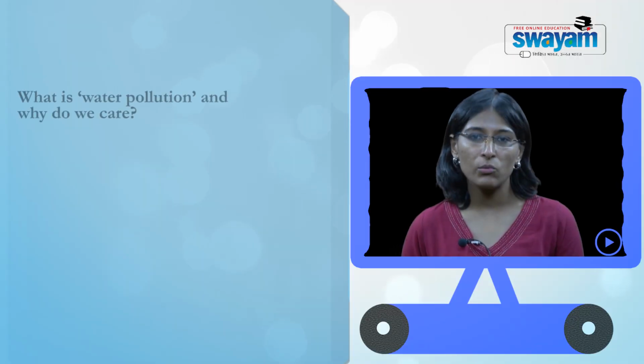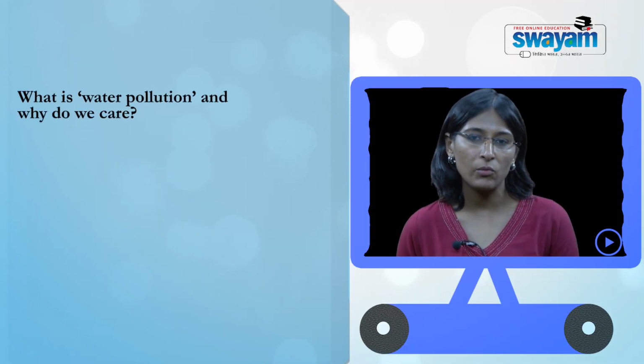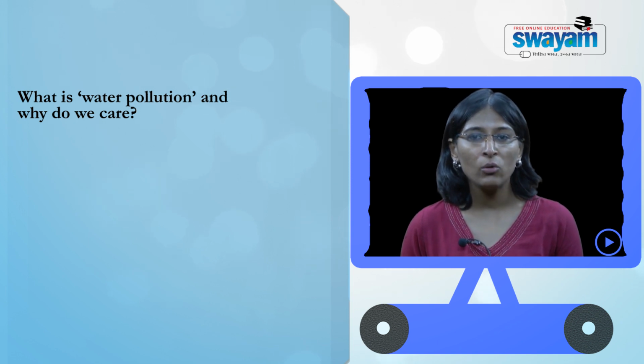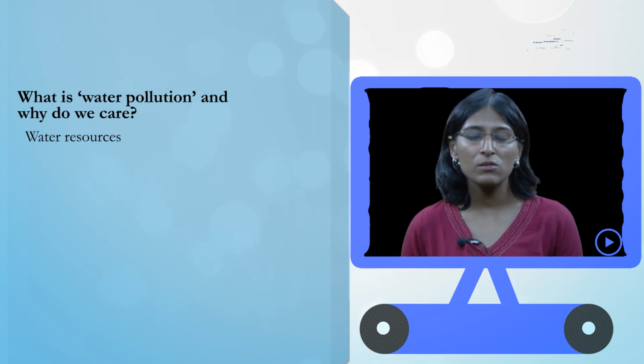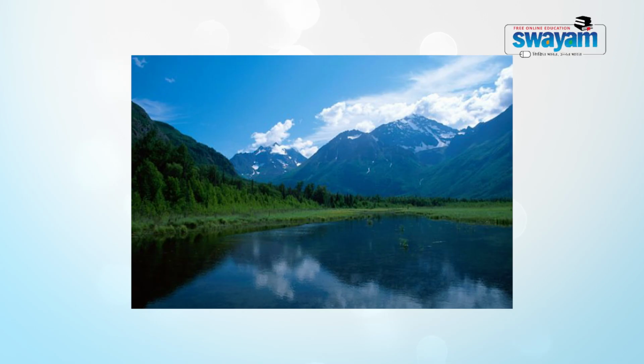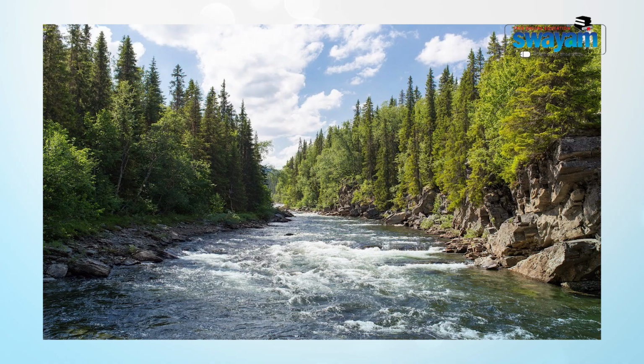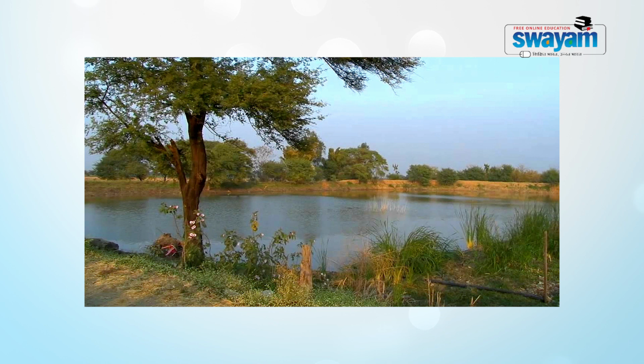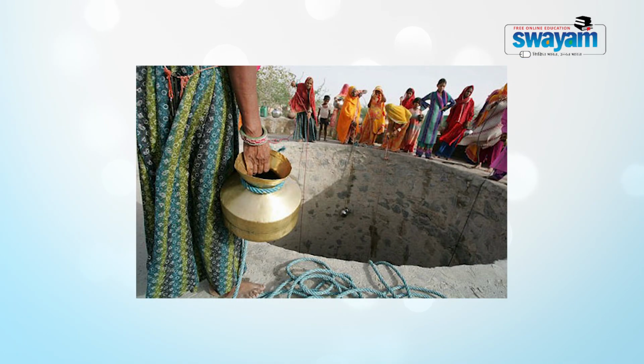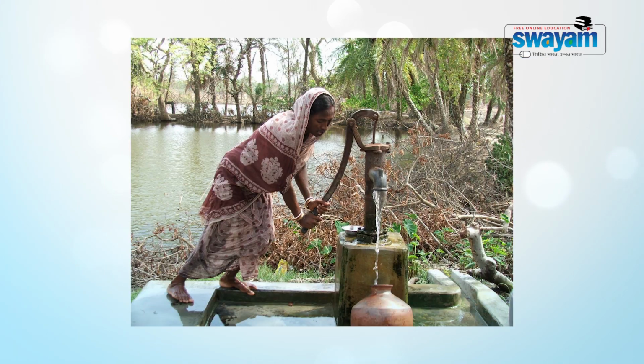At the outset, it's important to ask oneself, what is water pollution and why do we care about water pollution? As we know, there are primarily two main sources of water. One is surface water, which comprises rivers, lakes, ponds, etc. And then there is groundwater, which is the subterranean water under the surface of the earth.